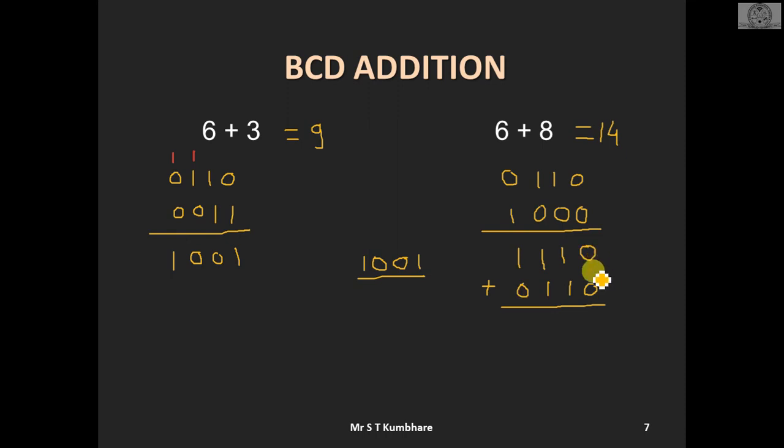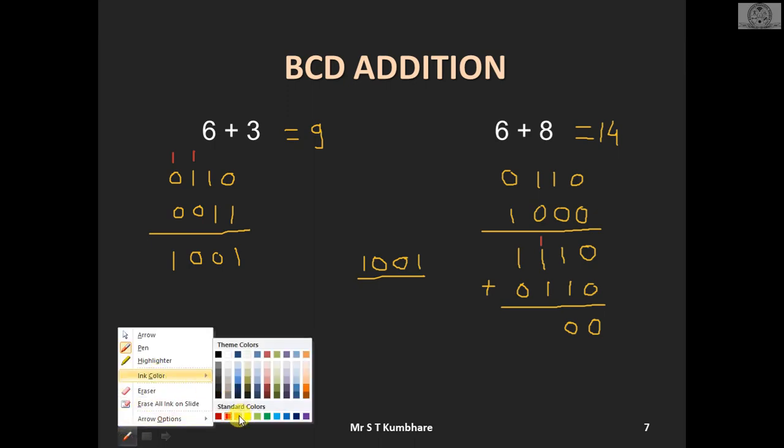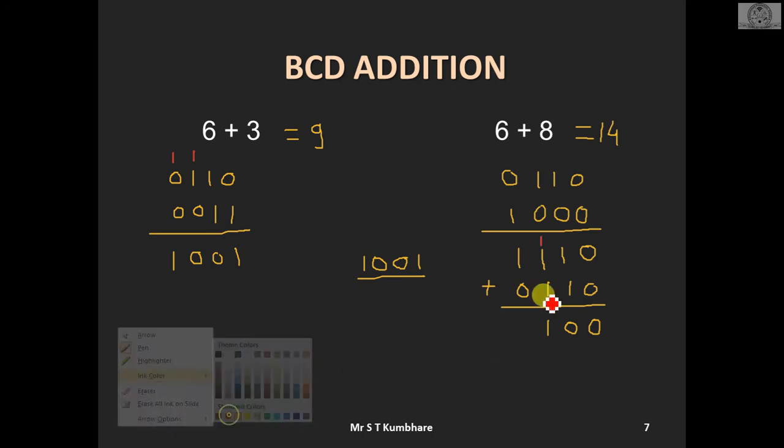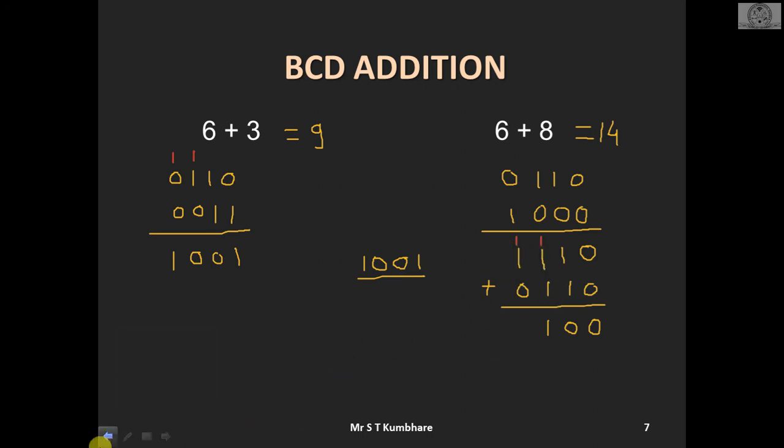Now, if we do the addition, 0 plus 0 is 0, 1 plus 1 is 0, and there will be a carry. So, there will be one carry over here. If we add this, what will we get? 1 plus 1 is 0, plus 1 is 1, and carry 1. Okay? There will be a carry over here. Again, 1 plus 1 is 0, and there will be a carry over here. Okay? There will be a carry over. This 1 will come over here.